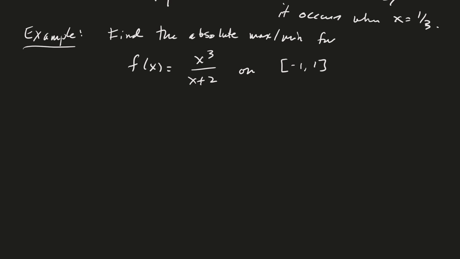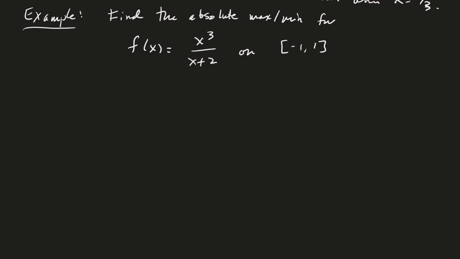Alright, so we're up for an example for finding the absolute maximum. Remember that absolute maximum is the same as global maximum. Just thought I'd throw in a little different vocabulary. Good, so here's my function x cubed divided by x plus 2 on the interval from -1 to 1.